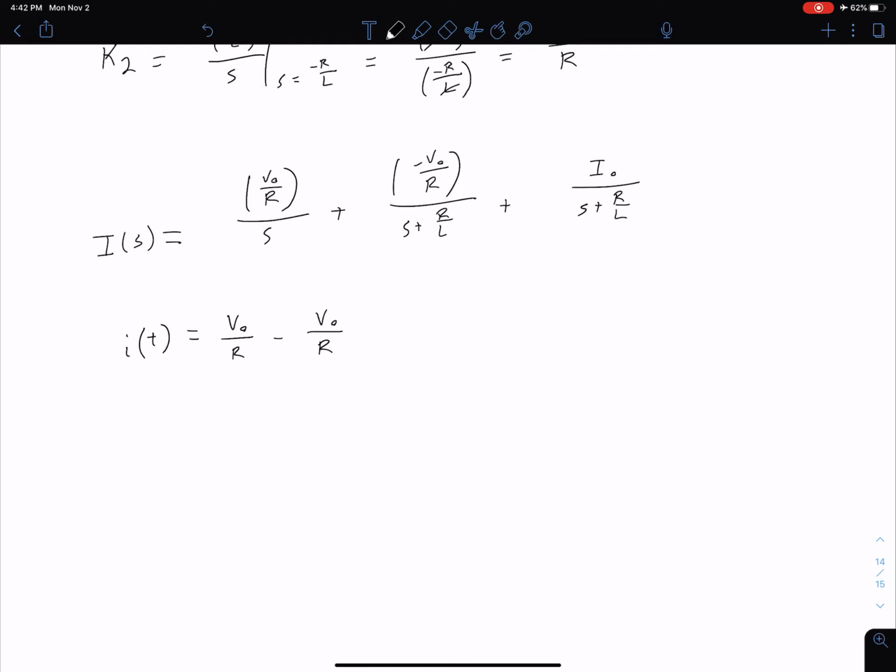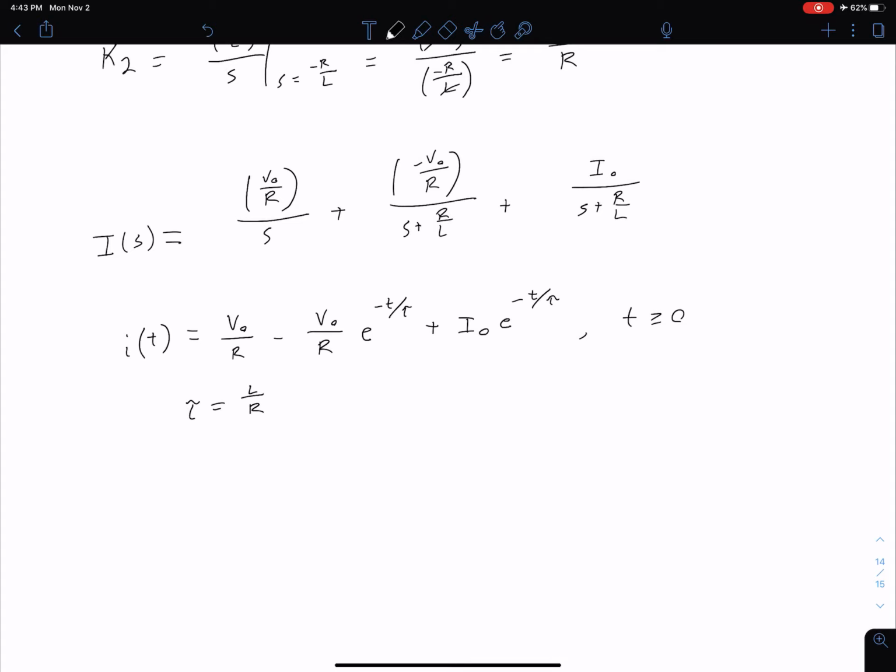So using our frequency shift property, we then have e to the minus t over tau. And so I'll define that tau here briefly, plus I naught e to the minus t over tau. And let's define this for t greater than or equal to 0. And so this tau is equal to L over R.